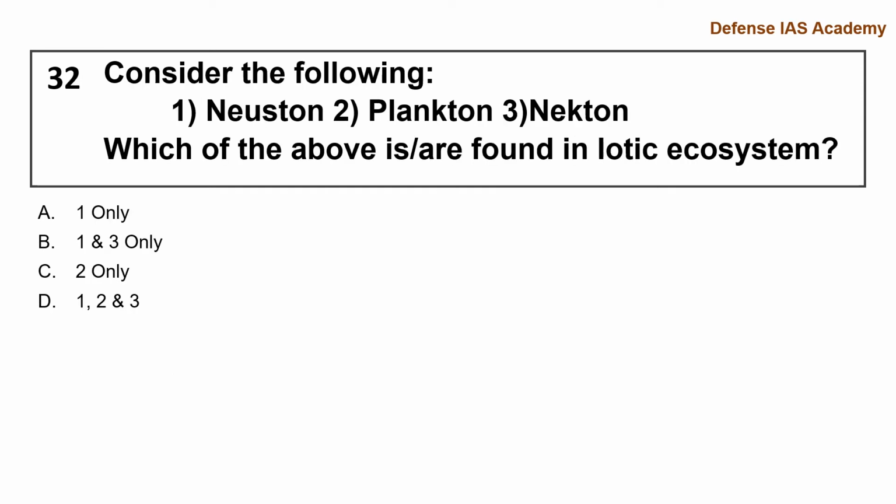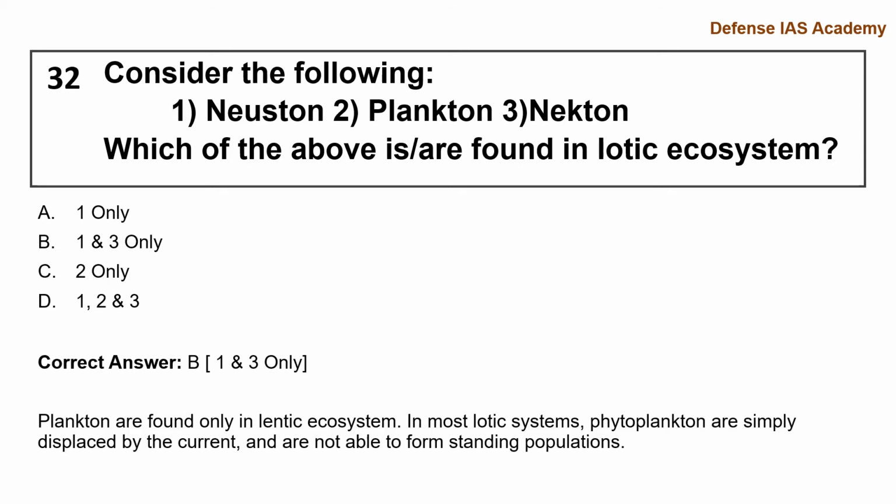Question 32. Consider the following. 1. Neuston, 2. Plankton, 3. Nekton. Which of the above are found in the lotic ecosystem? The correct answer is 1 and 3 only. Plankton are found in the lentic ecosystem.